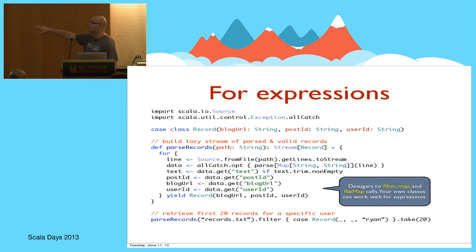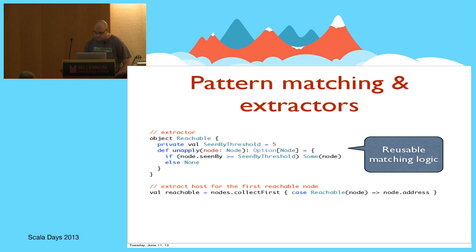And because it's lazy, this for comprehension is actually not executing. It's not progressing through all of the individual records in the file. And so that allows me to say parse records. I get back a lazy stream. I filter all the ones that I need. It's a case class, so I can use the filtering there where it's from Ryan, and then I take the 20 records. And the nice thing is that there's really not a lot of magic in the for expression. It really just relies on filter, map and flatMap, which you can use in your own code.